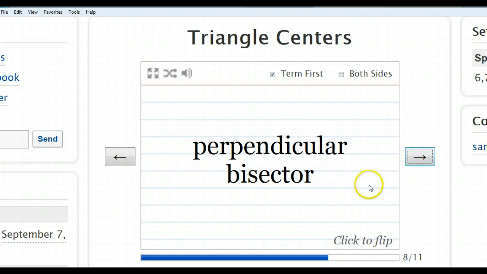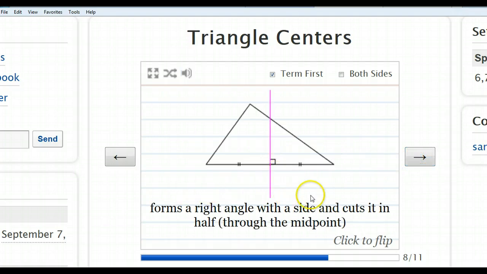Okay. Perpendicular bisector. What is it? Try to picture in your mind what it looks like. Well, it's sort of in the name. A perpendicular bisector forms a 90-degree angle, and it's going to cut the side in half. That's what bisector means. Notice that it does not have to hit a vertex. So here's a picture of a perpendicular bisector. It's perpendicular and it's a bisector. Notice that it does not have to go through a vertex.